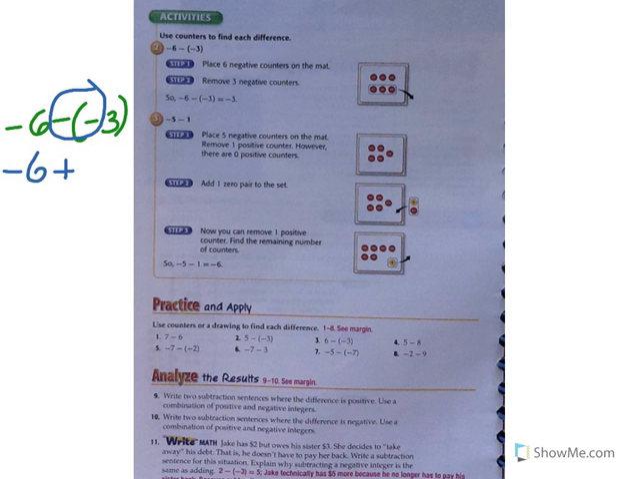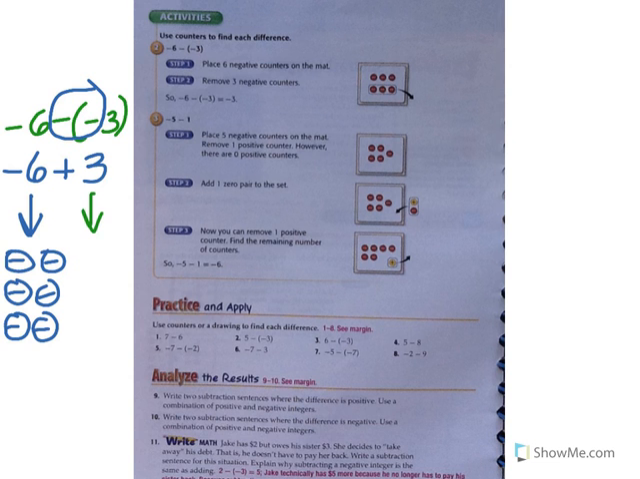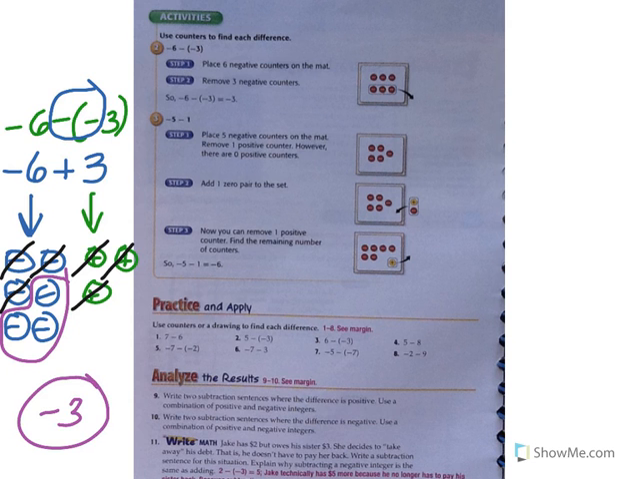And now the question says negative 6 plus 3. And if I'm solving this question, I understand that negative 6 is 6 negatives: 1, 2, 3, 4, 5, 6 negatives. And I know that 3, that's positive: 1, 2, and 3. You can go ahead and make your 0 pairs. And that leaves you with 3 negatives left over, so your answer is negative 3.